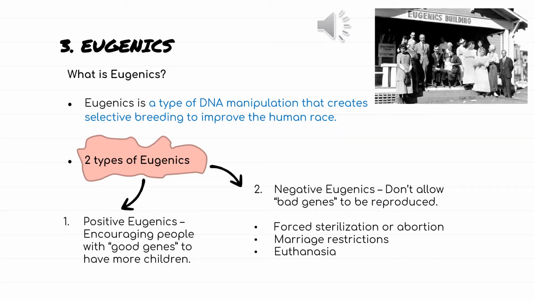The third major bioethical issue is eugenics. Eugenics is a type of DNA manipulation that creates selective breeding to improve the human race. There are 2 types of eugenics. First is positive eugenics, introduced by Francis Galton, which is encouraging people with good genes to have more children. Second is negative eugenics. They don't allow bad genes to be reproduced. They will be forced to do sterilization or abortion, marriage restriction, and euthanasia, as I mentioned before.